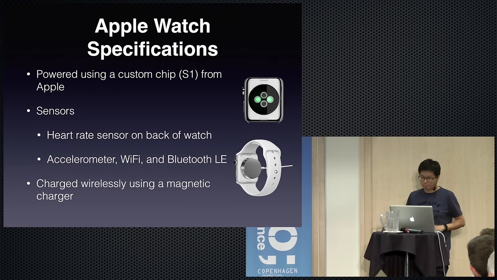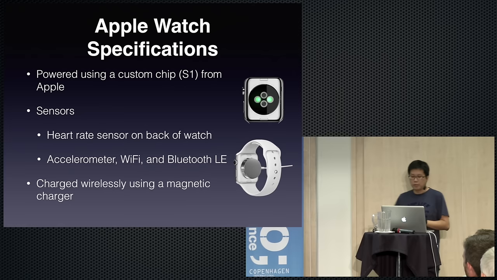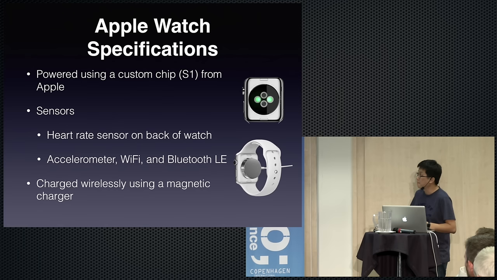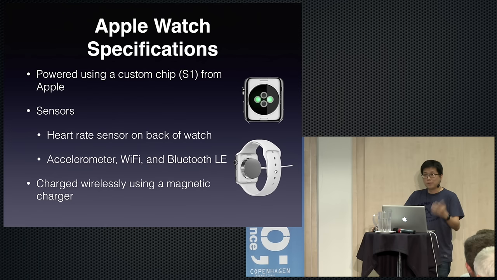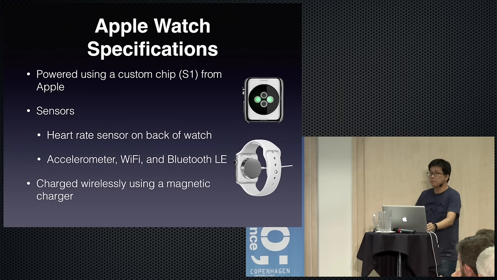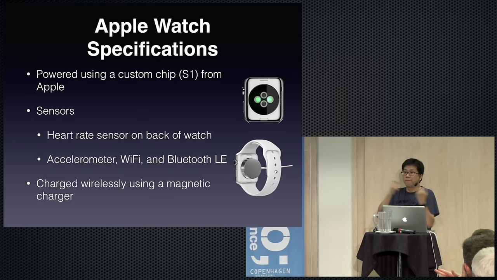Okay, a little bit about the Apple Watch specifications. It runs on a custom chip from Apple. So Apple designed their own chip for the Apple Watch. And it has many sensors. It has a heart rate sensor on the back of the watch, which you can use to measure your heartbeat. And it has an accelerometer. It allows you to measure whether you are walking enough, exercising enough, or it is time to stand up. It has Wi-Fi, so that if your watch is out of range from your phone, it can connect to well-known Wi-Fi networks, and then it can connect to the internet and communicate with web services directly. It also has Bluetooth low energy, but in terms of programmability, Bluetooth low energy is limited to communications between the watch and the phone. So we'll talk more about that as we go along.